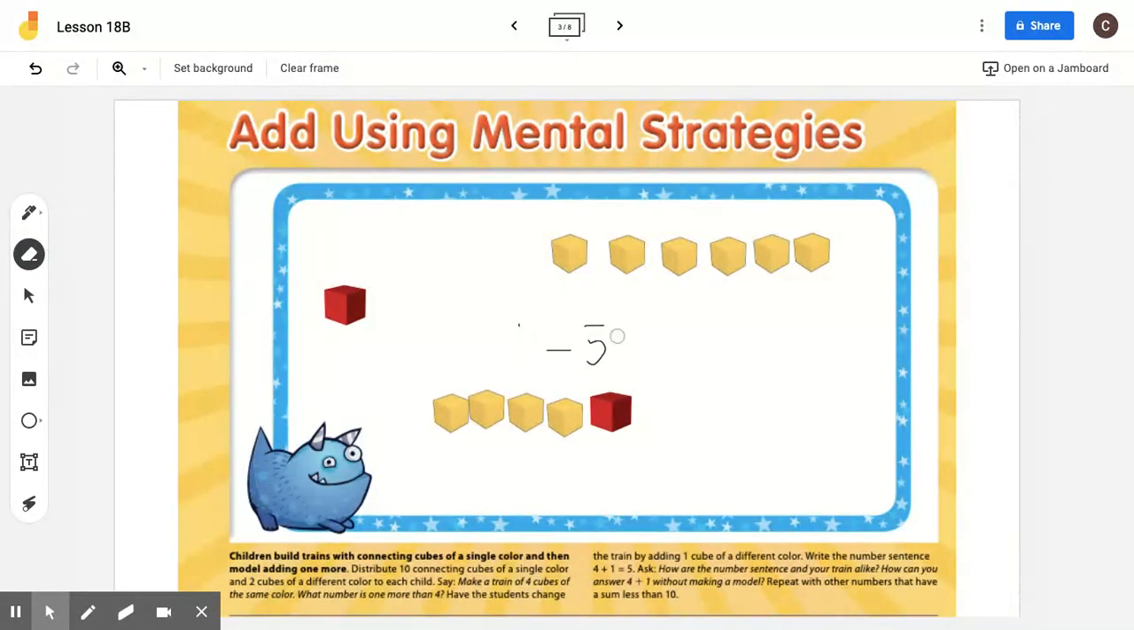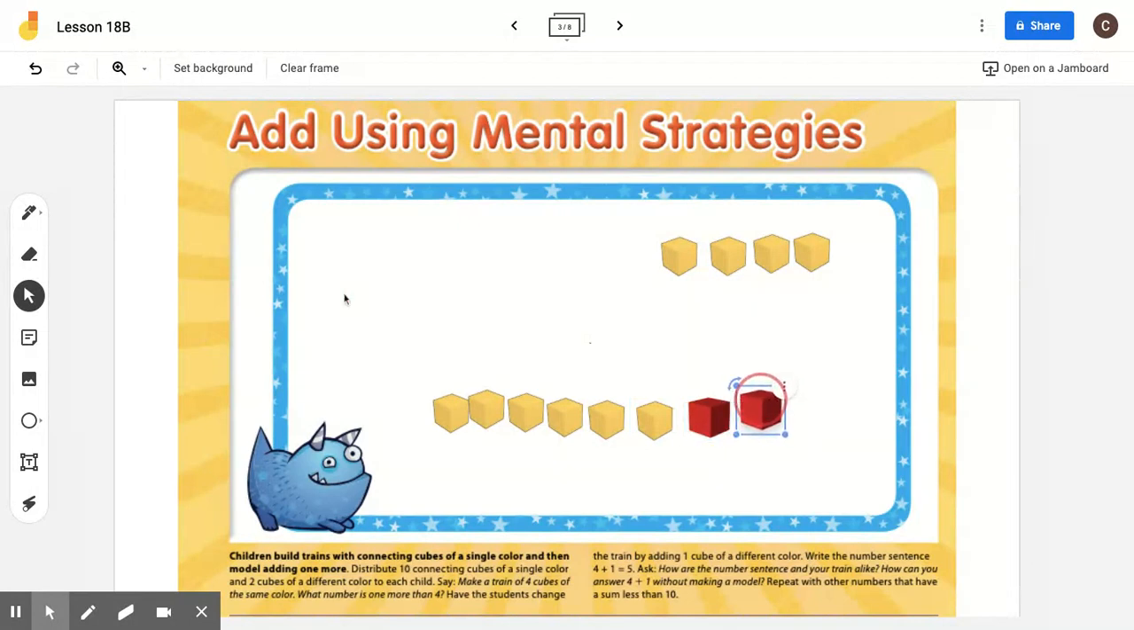What if I had a train of 6? Okay, so I have 4, 5, 6. So if I had a train of 6 and I wanted to add on 2 more, we were at 6, 7, 8. What would be my equation that we could write? Right, I could put 6 plus 2 more equals 8. Very good. Awesome.